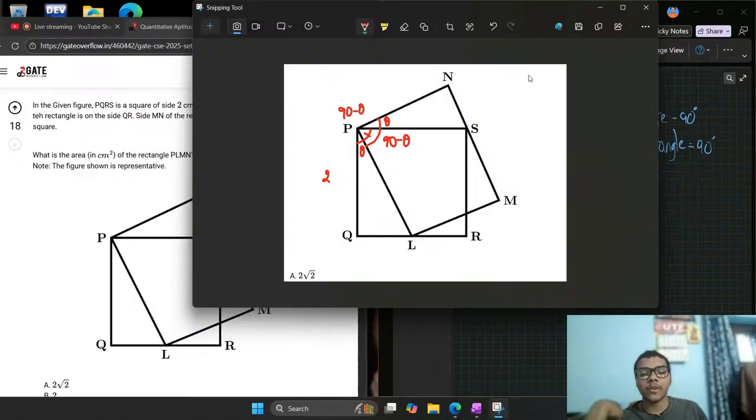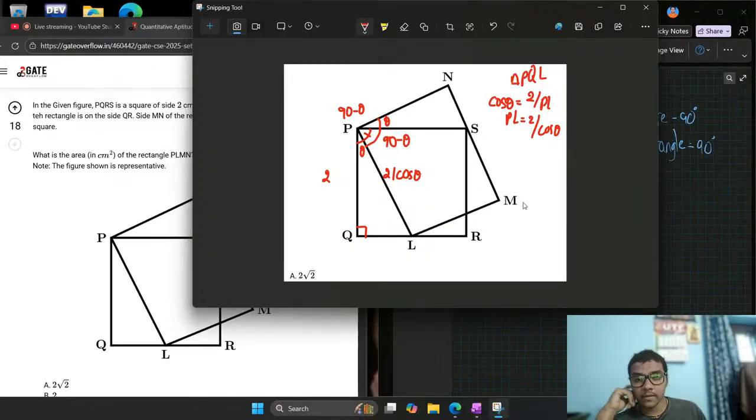Right, what is sine? Opposite by hypotenuse. We don't need this one. As you can see, this is 90 degrees, so this is going to be the hypotenuse. So you don't know this one. You are supposed to find the length of the hypotenuse in this triangle, triangle PQL. If you see cos theta, that is 2 by PL. So PL is equal to 2 by cos theta. You got that one. This is 2 by cos theta.